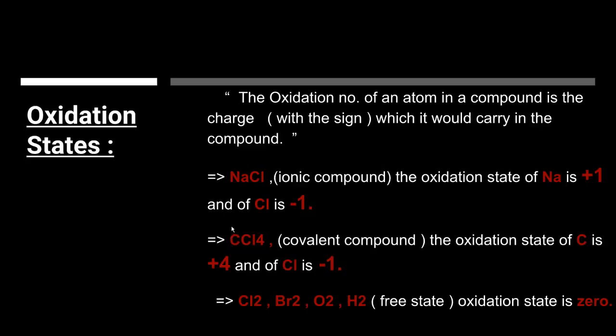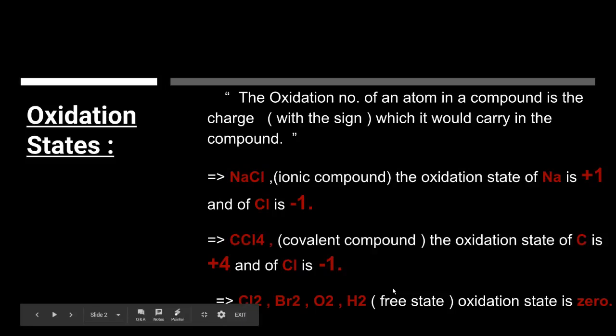On the other hand, this is carbon tetrachloride, CCl4, and it is a covalent compound formed by the sharing of electrons. In this case, the oxidation states are defined on the basis of the difference in the relative electronegativities. And students, electronegativity is the chemical property that describes the tendency of an atom to attract a shared pair of electrons towards itself. In this case, the oxidation state of carbon is +4 and of chlorine is -1.